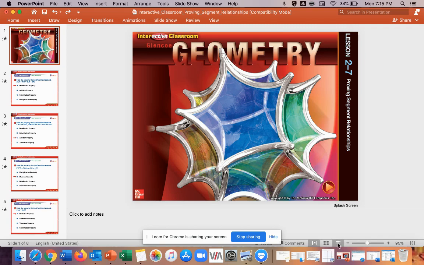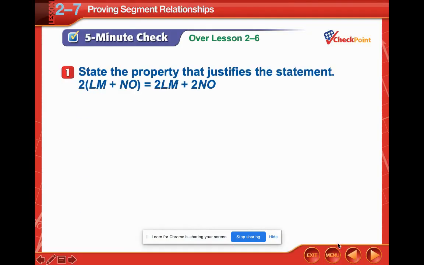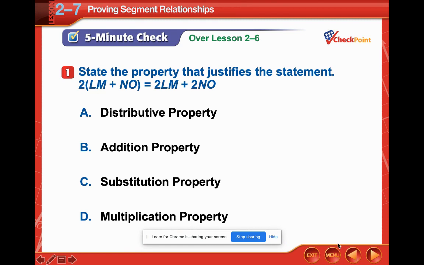Here, we're just going to do a little bit of an extra review. We're not going to be proving segment relationships today. Instead, we are going to be running forward with a little bit more proofs with properties. All right, so why don't you take a second and review.